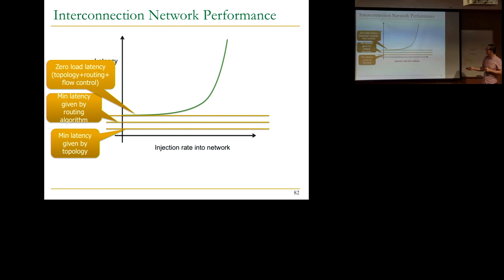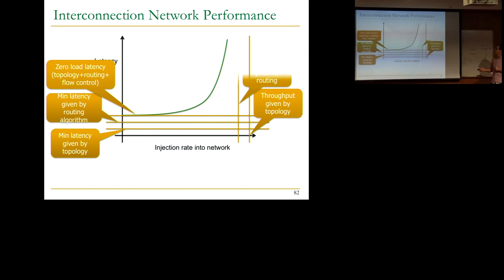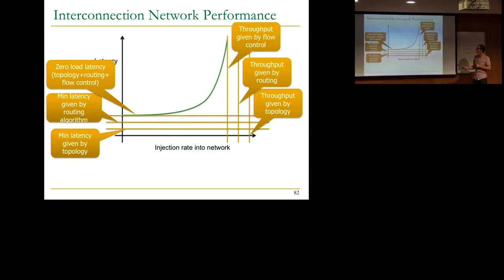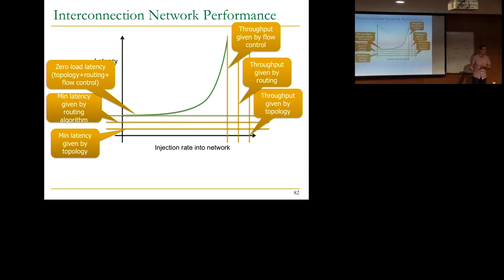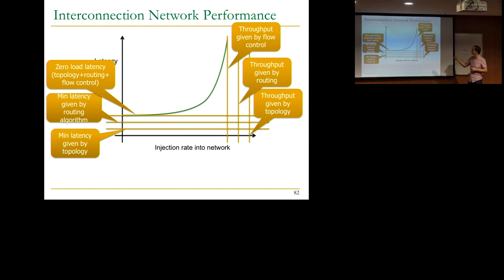And on the other side over here, you start with a maximum throughput given by your topology again. And then you lose some efficiency because of your routing. And then you lose some more efficiency because of your flow control and buffering choices. As a result, you get to this asymptotic point over here, which is your saturation throughput.